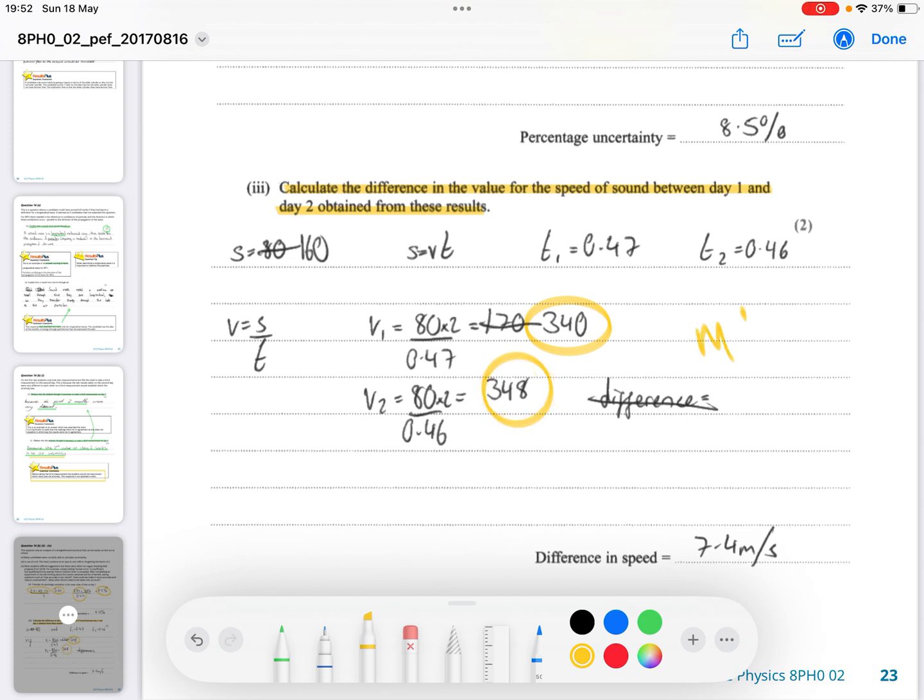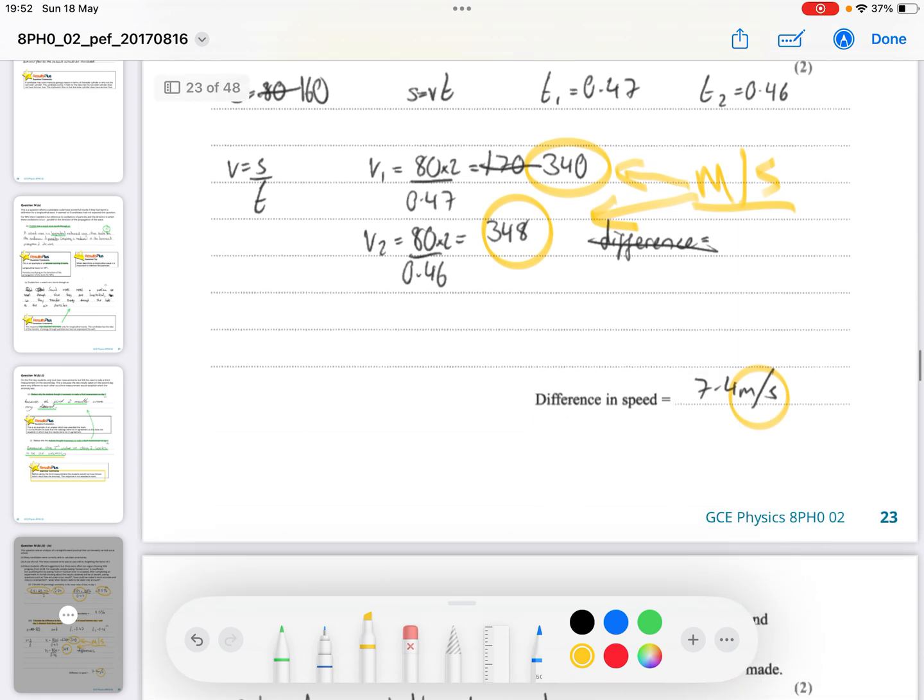No units. I don't like to see no units. Although the student has put the units there, I think you should put them here and here as well to get into good habits. So he's worked out the difference between the 2 speeds.